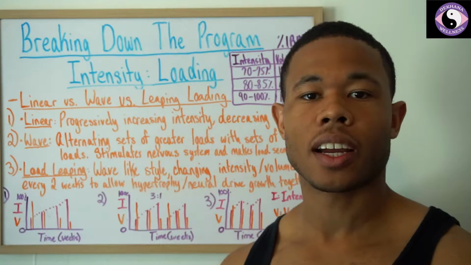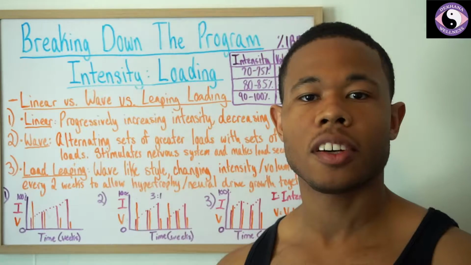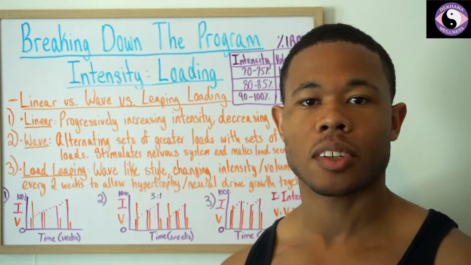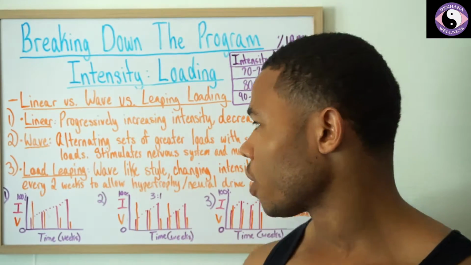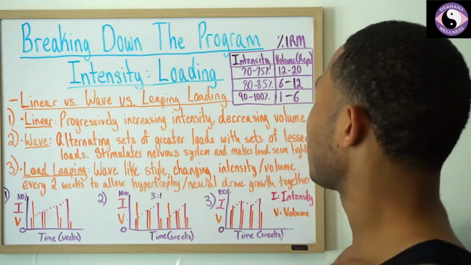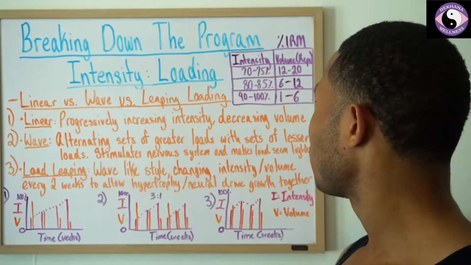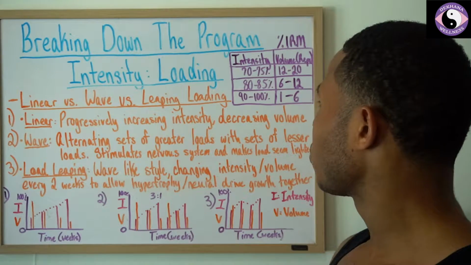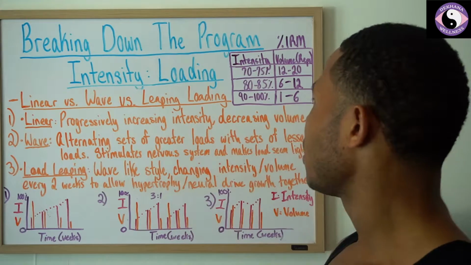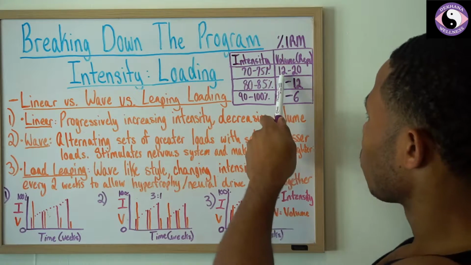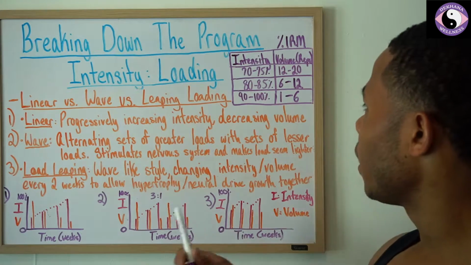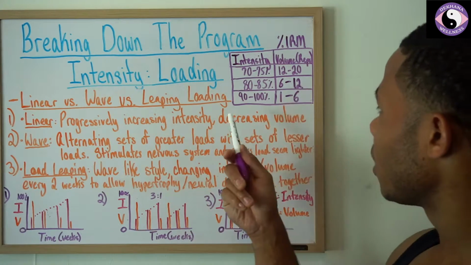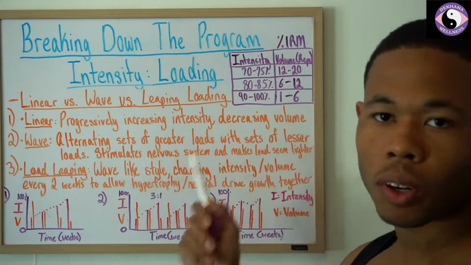Hey guys, so today we're going to continue breaking down the programming series, and we're going to discuss intensity as it pertains to loading. So let's first look at this chart here, where we look at the intensity of a percent movement max compared to the volume, which would be repetitions. Looking at the program, we see that 70 to 75% intensity relates to 12 to 20 reps, 80 to 85% would be 6 to 12 reps, and then 90 to 100% would be 1 to 6 reps.